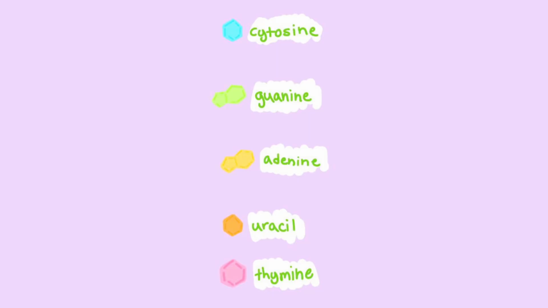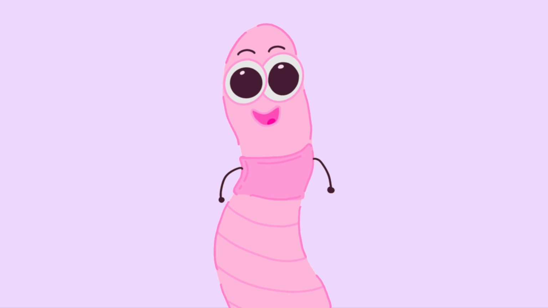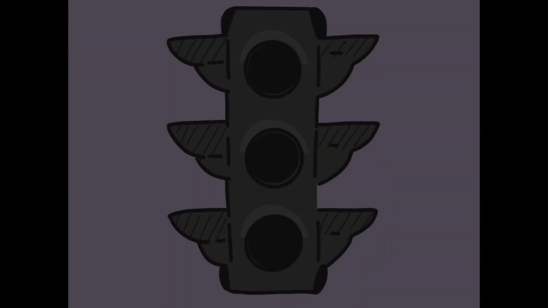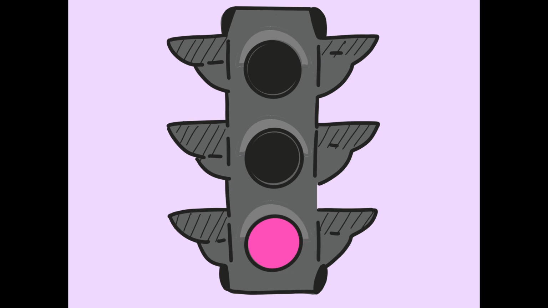The base pairs include cytosine, guanine, adenine, uracil, and thymine. Thymine is only found in DNA, and uracil is only found in RNA. Cytosine bonds to guanine, and adenine bonds to uracil or thymine. The role of nucleic acids is to carry and transmit genetic information. This information signals for certain things to happen within a cell.